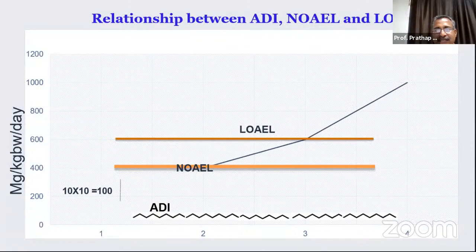Therefore, if you see the relationship between ADI, NOEL and LOEL: if LOEL is around 600 mg per kg body weight, then NOEL, say, is 400 mg per kg body weight. Now we will give the safety factor of 100, and you come to the value of 40 milligram per kg body weight.